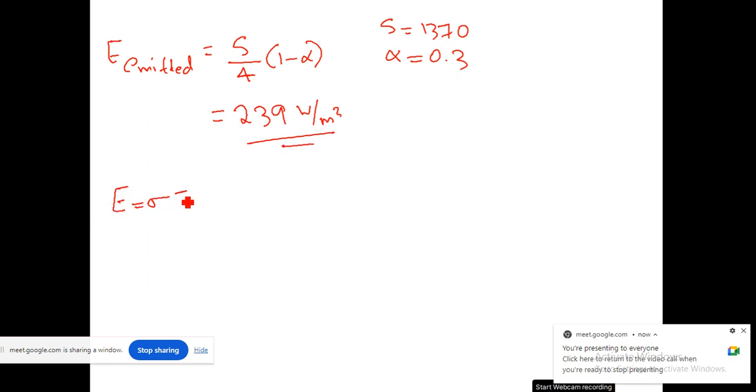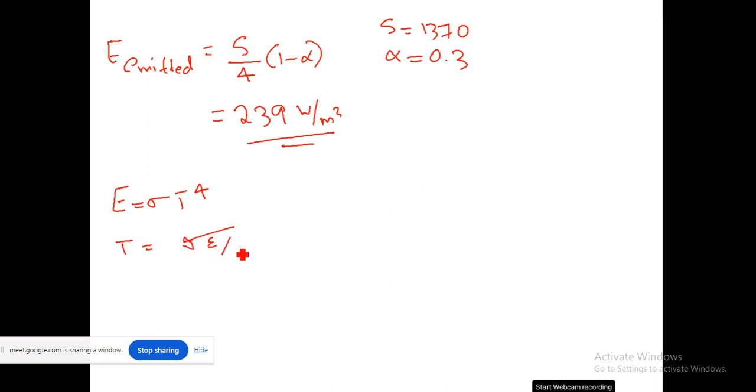So E is equal to sigma T raised to 4. So we have to calculate T, right? T is basically the fourth root of E by sigma. Do you guys remember the value of sigma? Yeah, the value of sigma is 5.67 into 10 raised to minus 8. So can you tell me the value of the temperature of the earth?